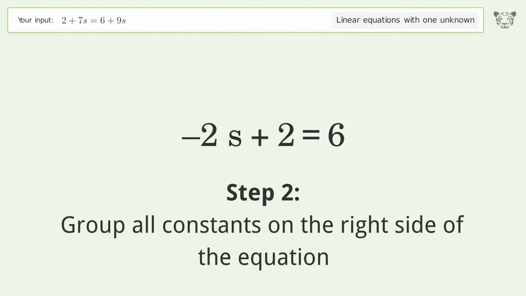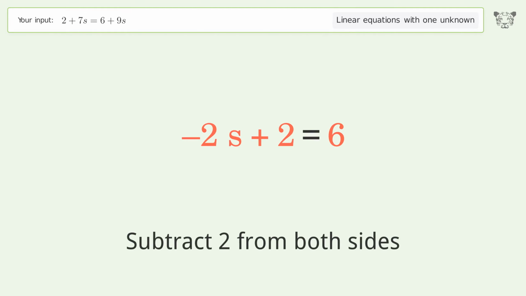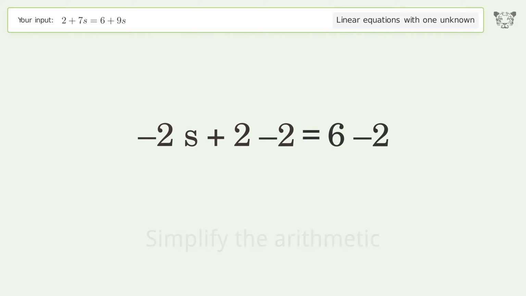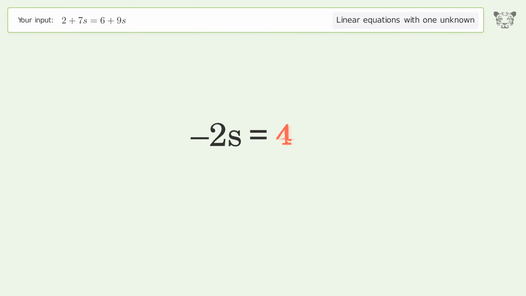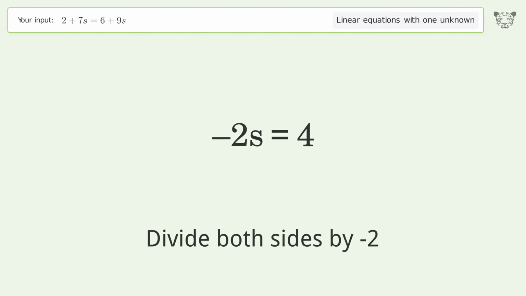Group all constants on the right side of the equation. Subtract 2 from both sides. Simplify the arithmetic. Isolate the s. Divide both sides by -2.